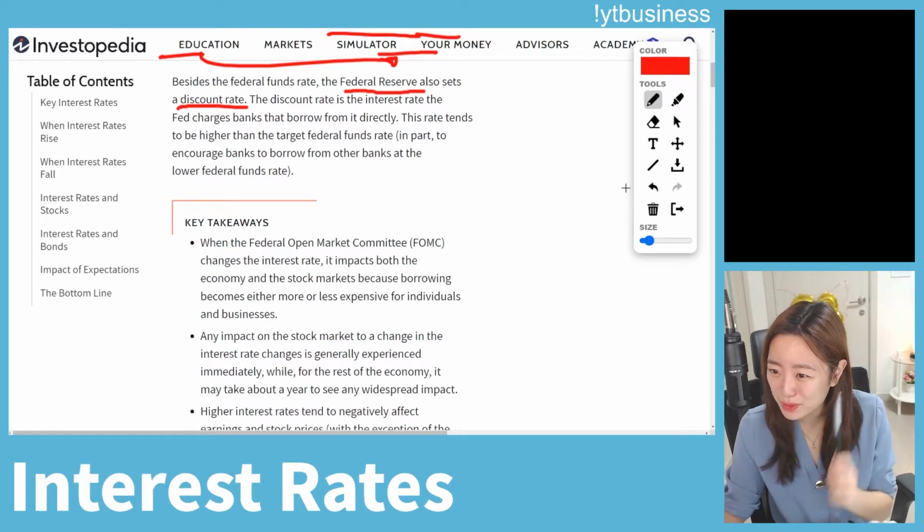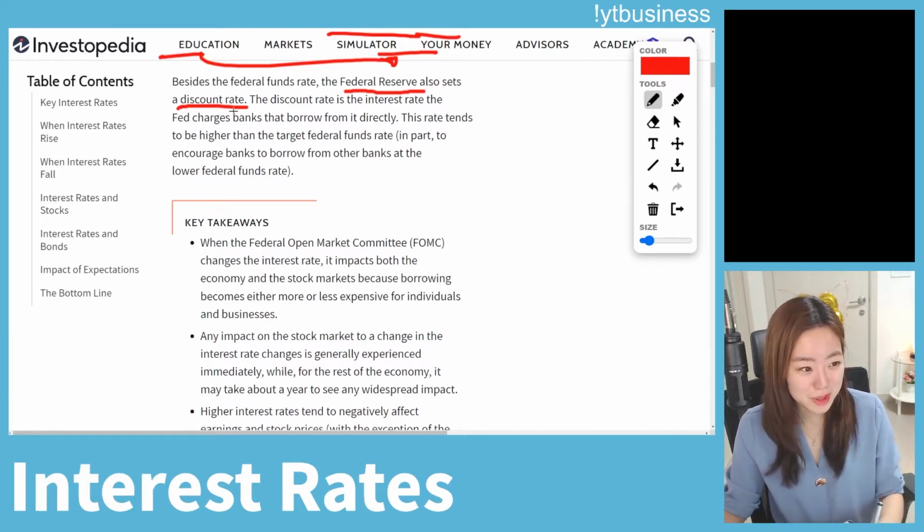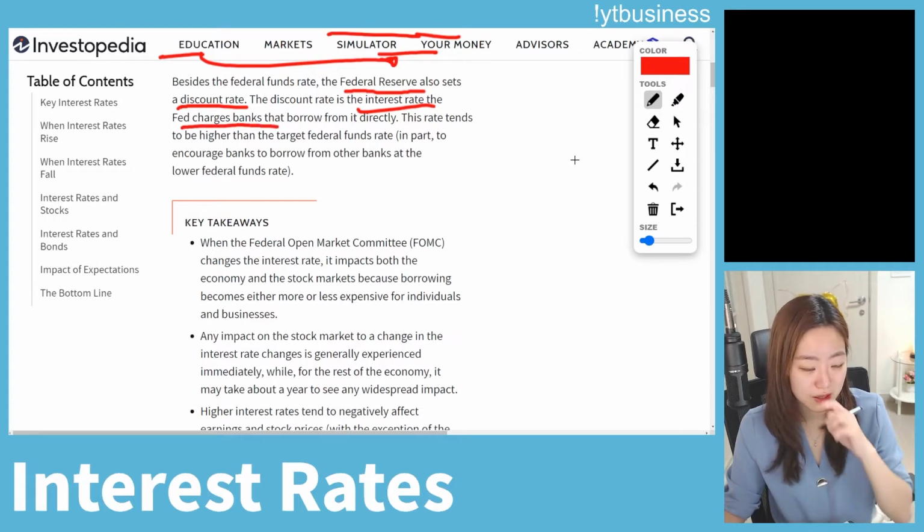Besides the federal funds rate, the Federal Reserve also sets a discount rate. Because when I think about discount, well, I guess there's a definition that it's an interest rate the Fed charges banks.